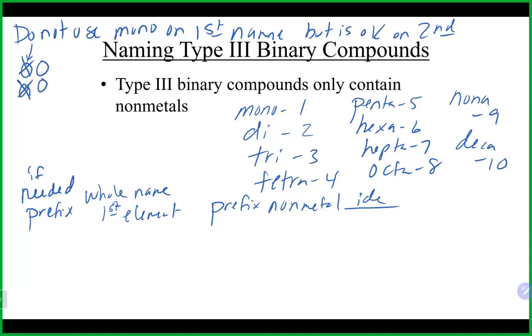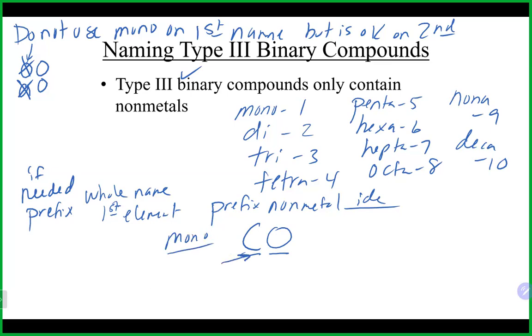An example of this would be capital C, capital O. That is carbon and that is oxygen. They are both nonmetals, which should signal to you you're in a type 3 situation, and then it is all about using prefixes correctly here. So I have one carbon, prefix is mono. Should I use that on the first name?